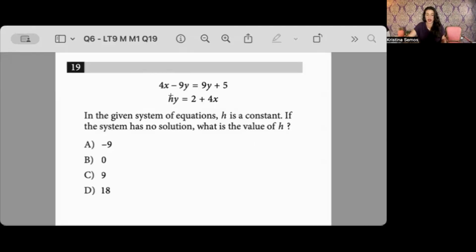Okay. So I'm going to give you a question so you can try it yourself. This is going to be your question number 6 on the piece of paper you're writing this down on. Okay, here we have 4x minus 9y equals 9y plus 5, and then hy equals 2 plus 4x. In the given system of equations, h is a constant. If the system has no solution, what is the value of h? So pause if you need to, work this out, write your answer down, and then we'll do answers at the end of the video.